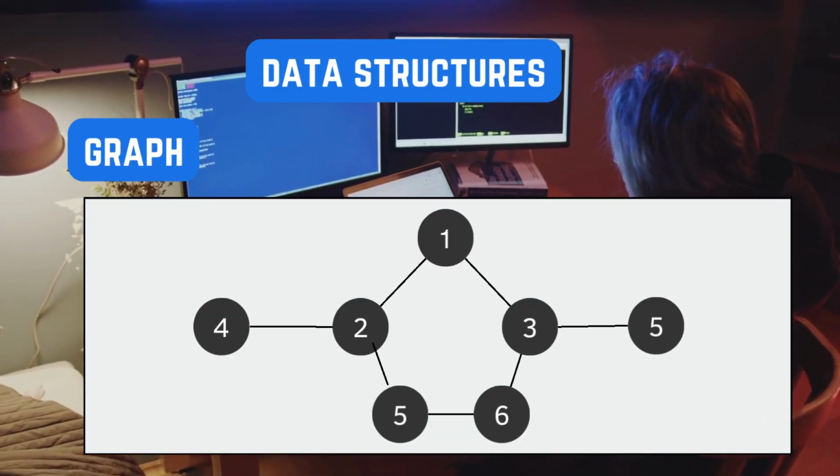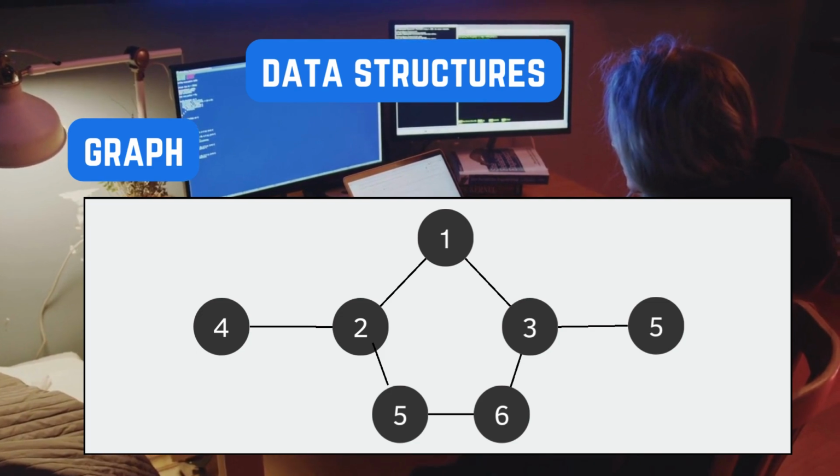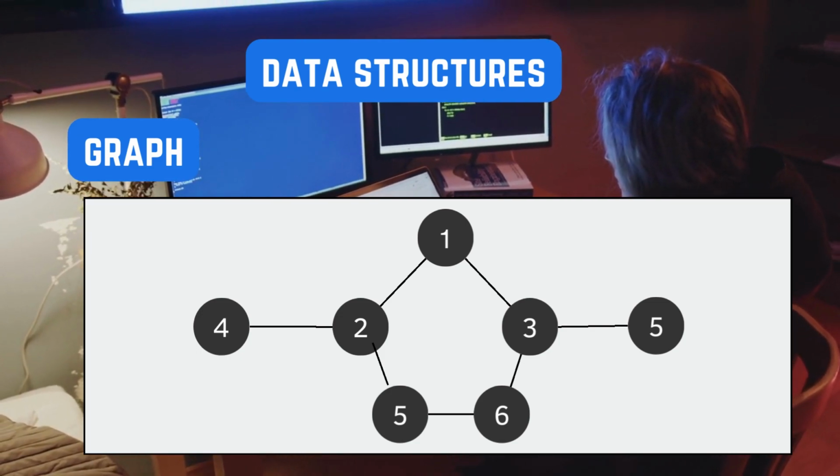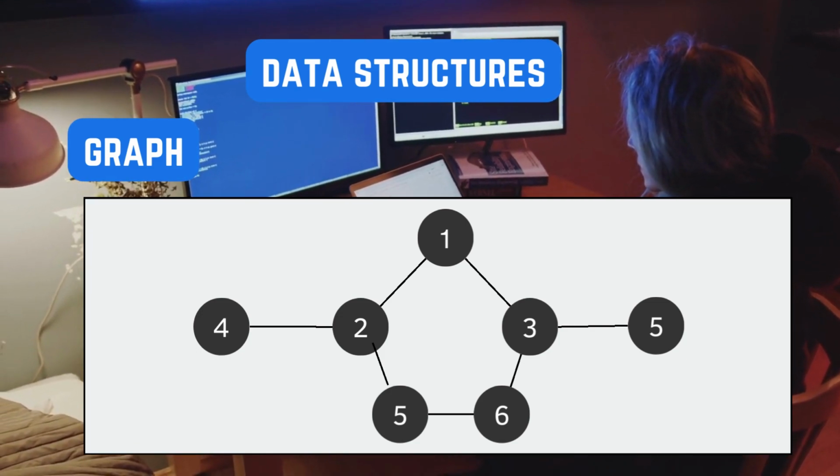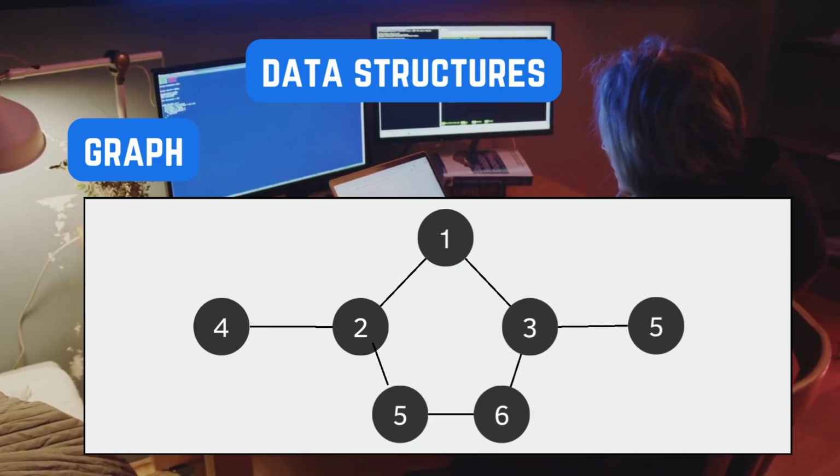Finally, graphs are versatile data structures consisting of nodes connected by edges. Graphs are commonly used in algorithms such as shortest path and network flow.